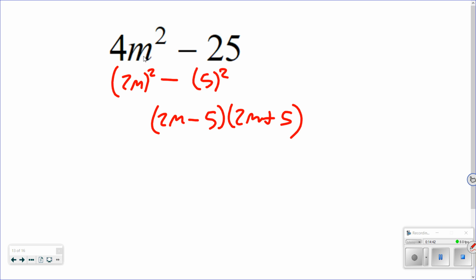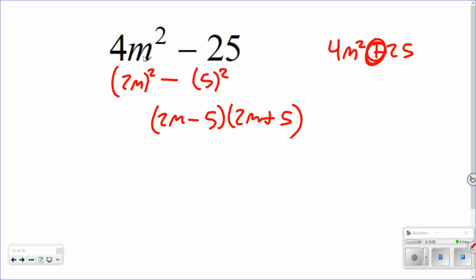But the key here is the middle term is missing. It's just got the first term and the last term. It's only got 2 terms, and there has to be a minus. If you ever see something like 4m squared plus 25, that will not factor. It has to be a minus. It can't be a plus.